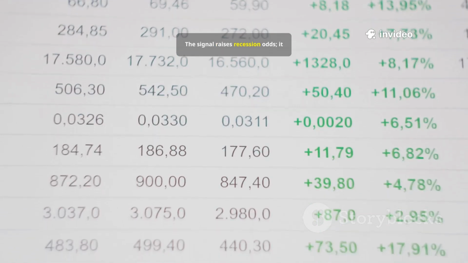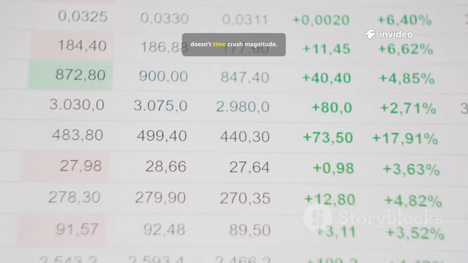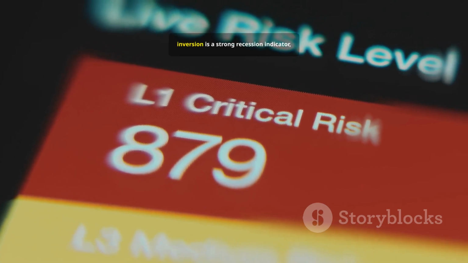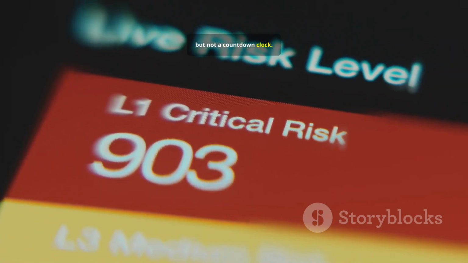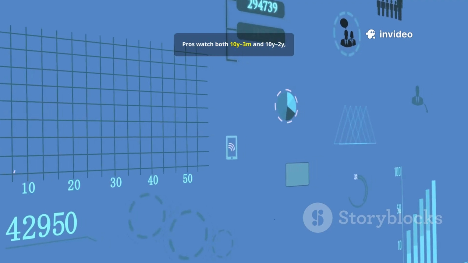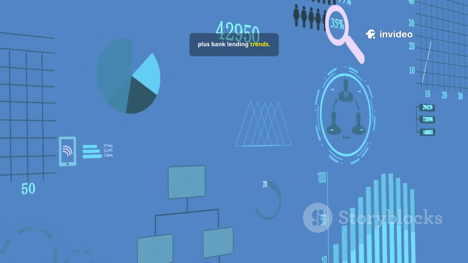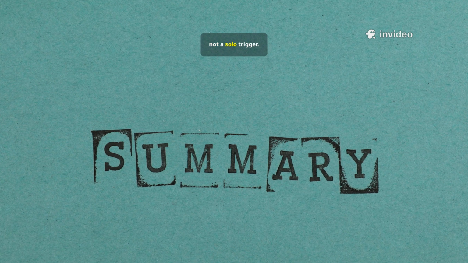The signal raises recession odds. It doesn't time crash magnitude. Here's what the data actually says. Inversion is a strong recession indicator, but not a countdown clock. Pros watch both 10Y3M and 10Y2Y plus bank lending trends. Use it as context, not a solo trigger.